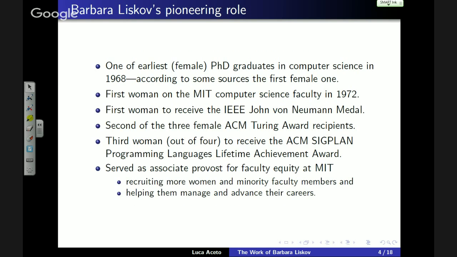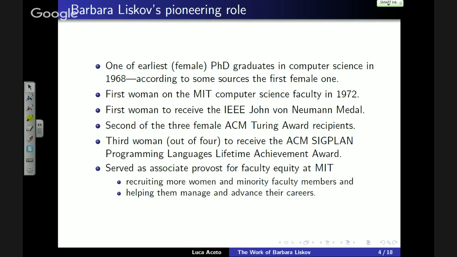So another thing that Barbara Liskov has done, and I think what she should be known for, is her pioneering role as a female computer scientist. She was amongst the first female computer scientists in many things. So for instance, she was one of the earliest PhD graduates in computer science of any gender. And according to some sources, she was the first ever female PhD in computer science. She was the first woman in the MIT computer science faculty, 1972.